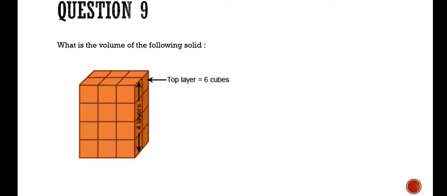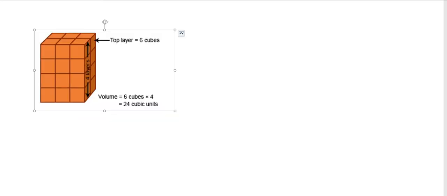Okay, our next area now is looking at some volume questions. So you can write this subheading. Question 9, what is the volume of the following solid? So we can see the following solid is a rectangular prism, and we have learned how to find the volume of prisms and how it actually works.